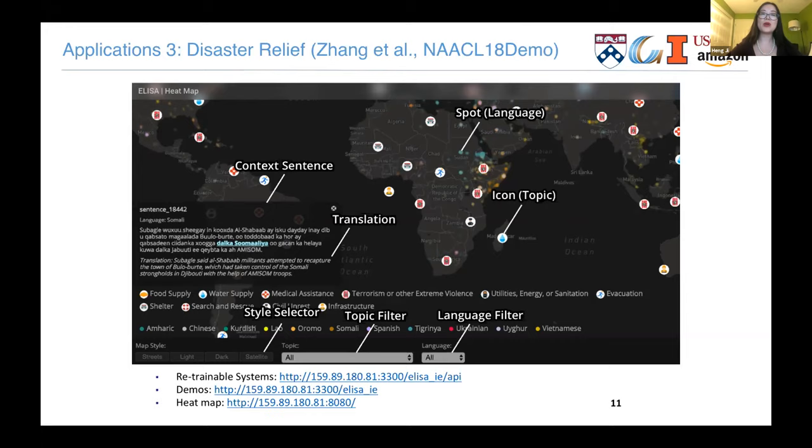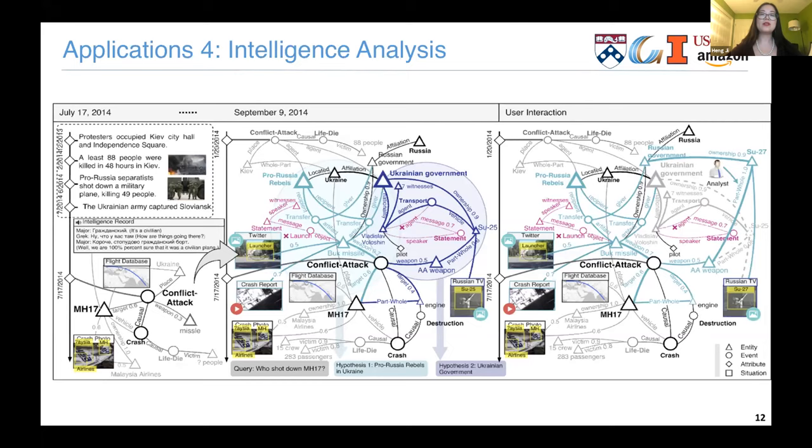And we also apply this for some intelligence analysis domains. For example, the MH17 crash, and we can show the different subgraphs, which clearly are conflicting to each other. Each subgraph, we can consider as one hypothesis. And then the analysts can contribute their own domain knowledge. For example, they can say, oh, I noticed this missile is owned by Russia, so that we can remove this purple hypothesis because it's conflicting with what we discovered from the multimedia multilingual source.